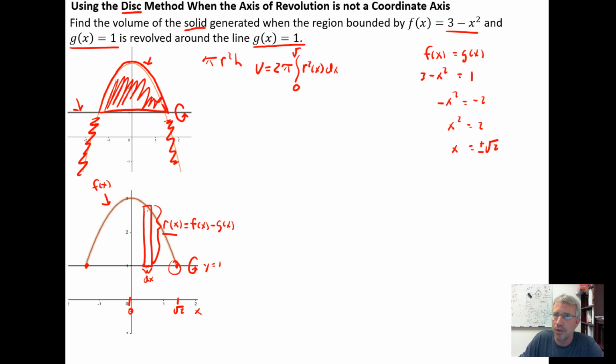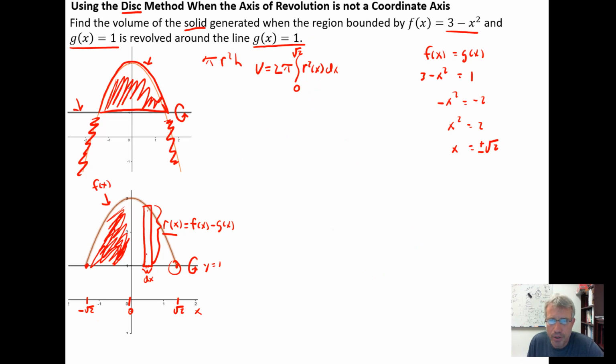So my upper bound of integration is the square root of 2. This intersection, the x-coordinate there, is negative square root of 2. So if I didn't double it and use even symmetry, I would be integrating from negative square root of 2 to square root of 2. But it is going to be much easier to use symmetry and throw away that half of the graph and double the result of integrating from 0 to the square root of 2.